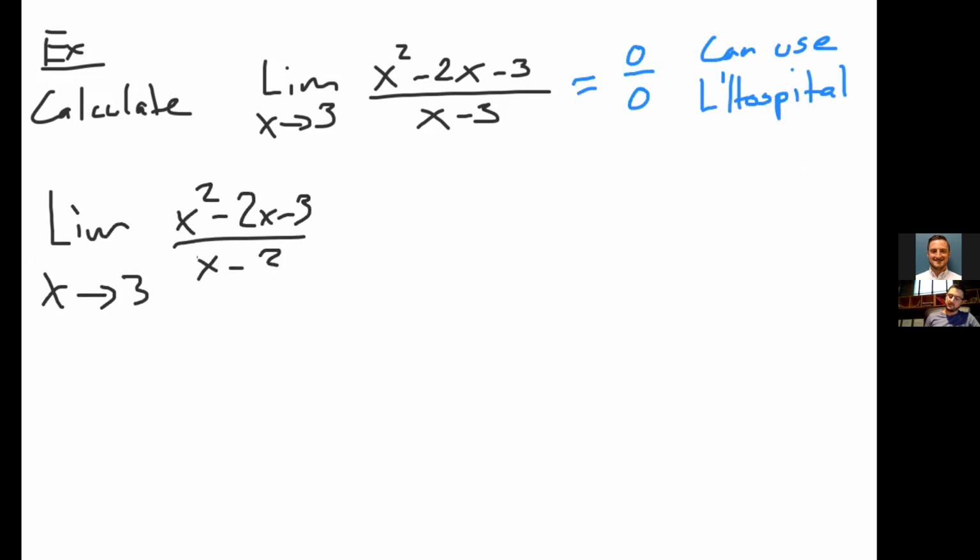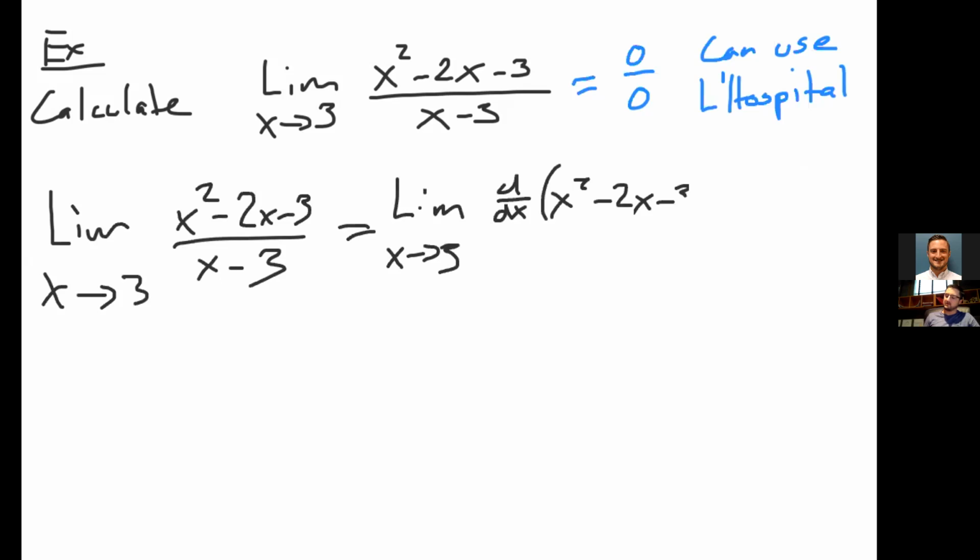What the heck's happened? This is going to be equal to the limit as x approaches 3 of the derivative of what was on top, so x squared minus 2x minus 3, divided by the derivative of what was on bottom, x minus 3. I do those derivative calculations, and note here, this is not the quotient rule. I'm not saying take the derivative of the entire function. I am, in this case, saying take the derivative of just everything in the top, divide it by the derivative of just everything in the bottom.